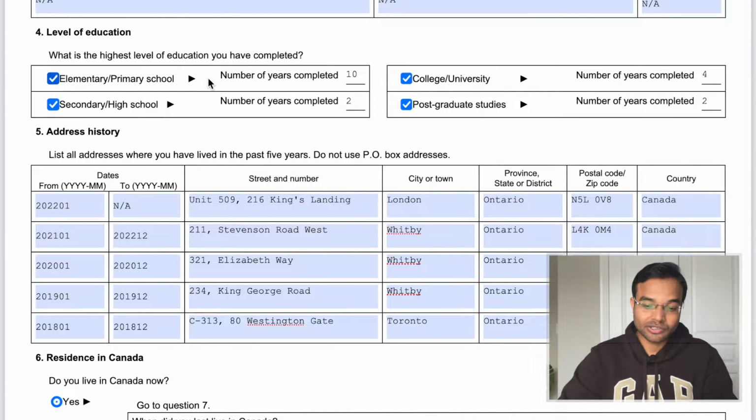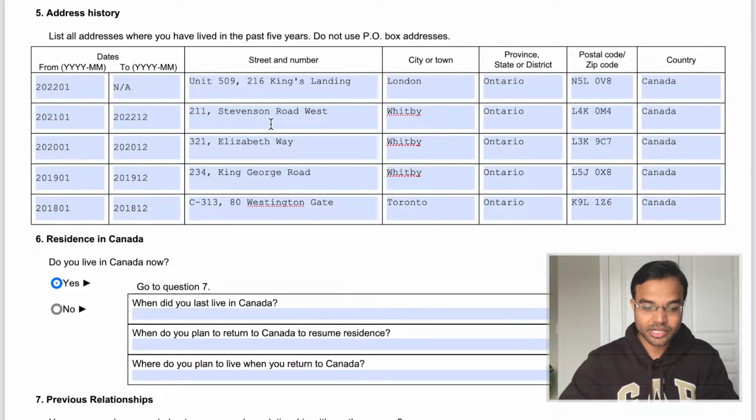Now, this is not going to be backed up by any kind of supporting document, at least for the sponsor, but it is still required for you to provide that information. The next question is: list all addresses where you have lived in the past 5 years.